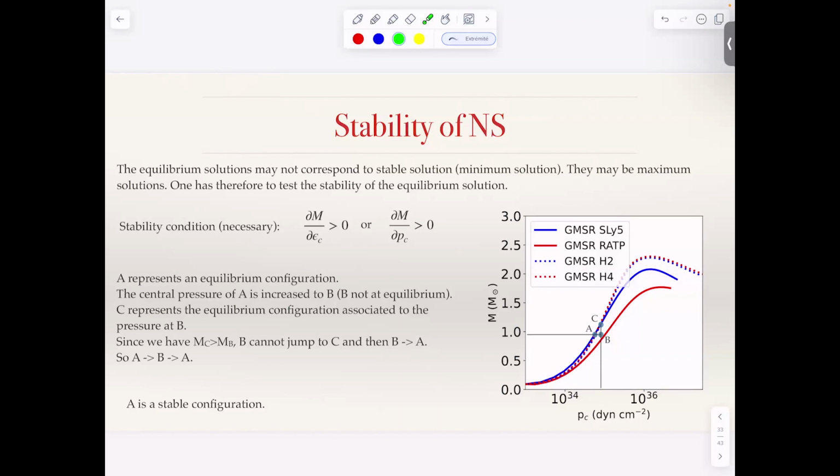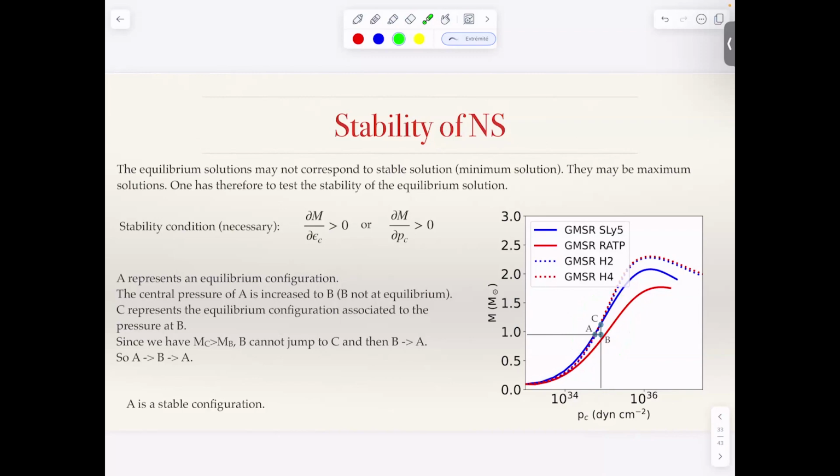So suppose this is the mass as a function of the central pressure, the parameter that you fix in order to determine the solution. At the beginning, you have curves that go up, for instance, and let's analyze whether these solutions, where the mass increases as the central pressure increases, are associated to stable solutions or not.